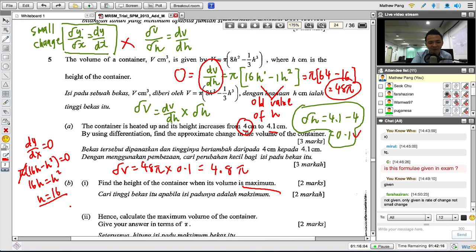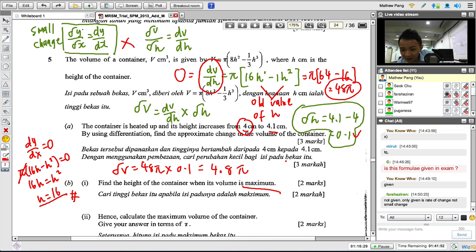This one is not the volume. They want maximum height only, so this is the answer. Because sometimes they want the maximum volume. If they want the maximum volume, you have to substitute the height into the volume formula, meaning you substitute 16 squared minus 1 over 3 of 16 cubed. Because sometimes the question asks for volume.